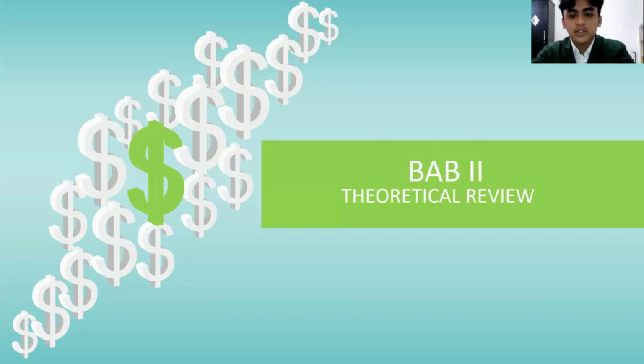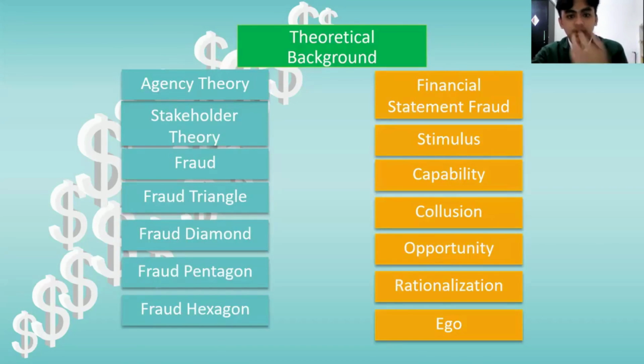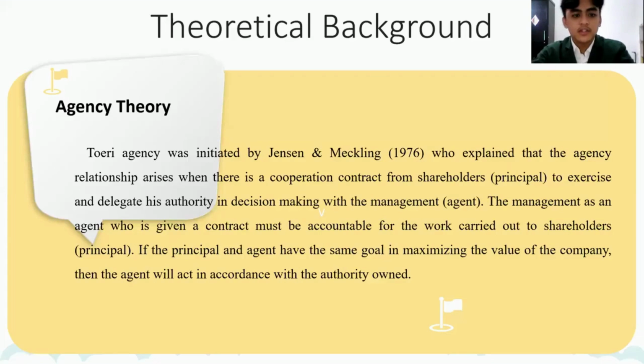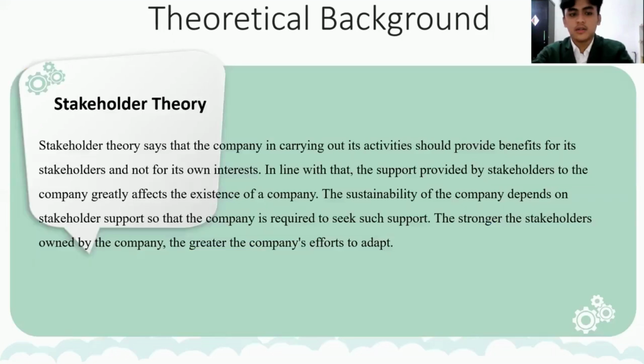Bab 2, theoretical review. This is my theoretical background. I'm using agency theory, stakeholder theory, and so on. First of all, agency theory. Agency theory was initiated by Jensen and Meckling, 1976. They explained that the agency relationship arises when there is a cooperation contract from shareholder or principal to delegate his authority in decision-making to the management.